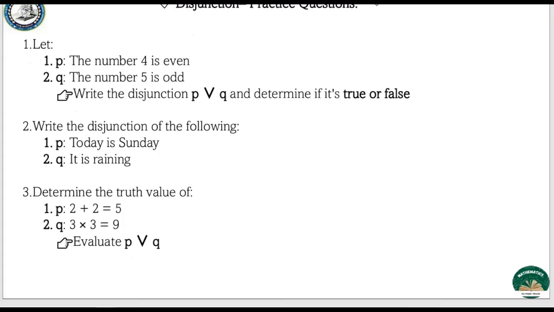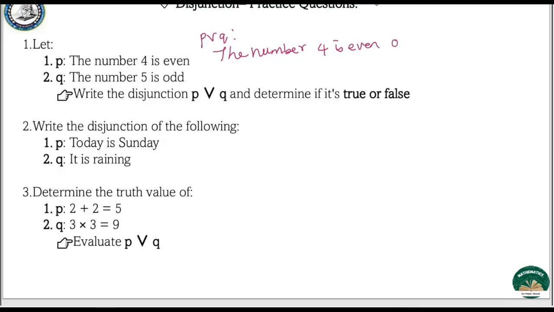So yeah, we will move on with some examples. So here we have: the number 4 is even, the number 5 is odd. So you can write what will be P or Q. The number 4 is even, or the number 5 is odd. So we're using or, and it is asking you to draw the truth table.